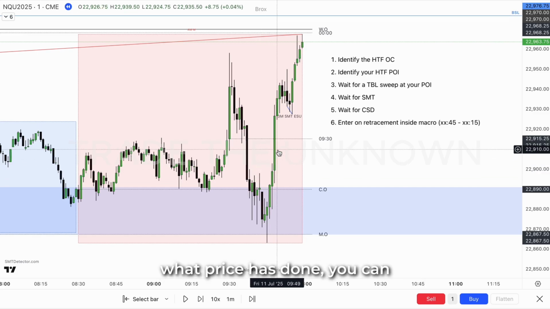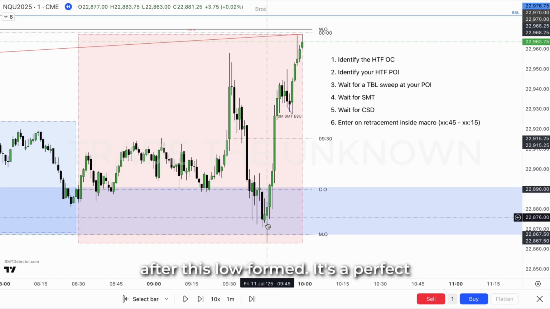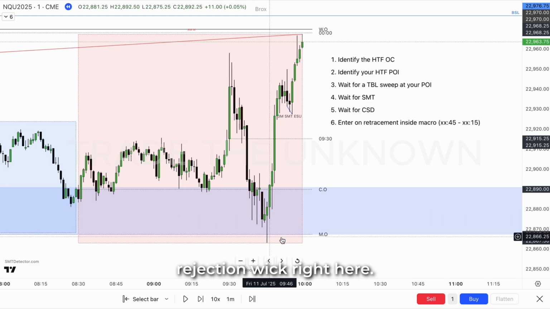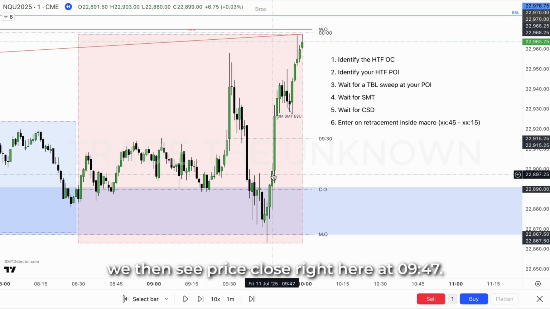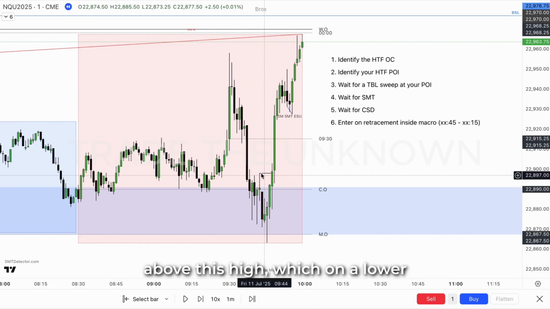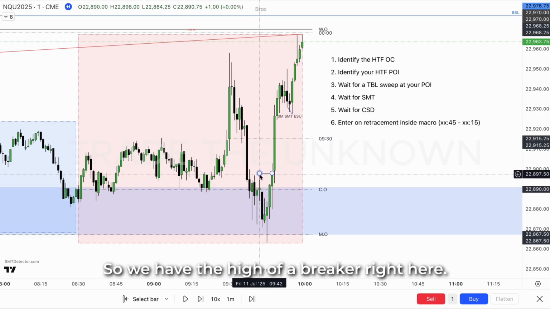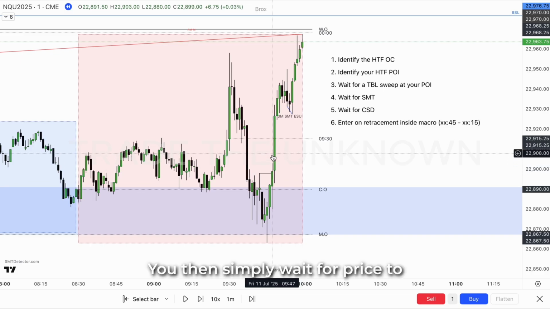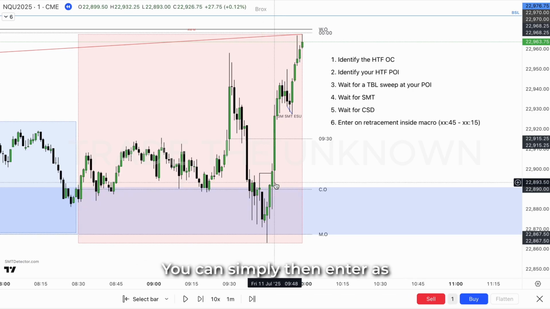So looking at what price has done, you can see we start displacing right after this low formed. It's a perfect rejection wick right here at our point of interest. We then see price close right here at 9:47. Price then closes above this high, which on a lower time frame is actually a breaker. So we have the high of a breaker right here. Price closes above it. You then simply wait for price to retrace into this area, which would be your market structure shift pattern on a lower time frame.